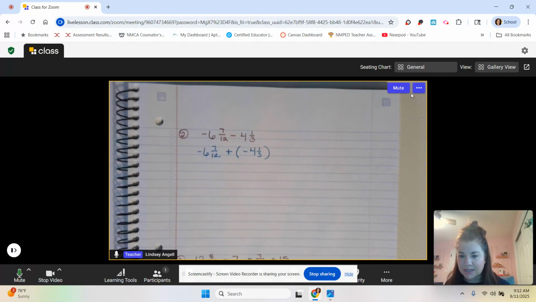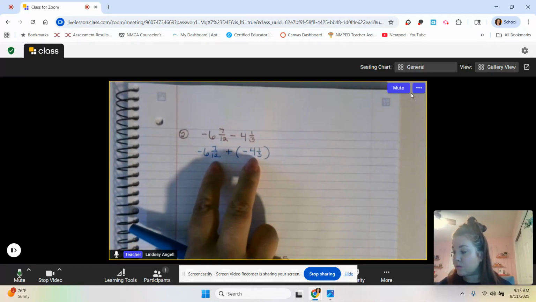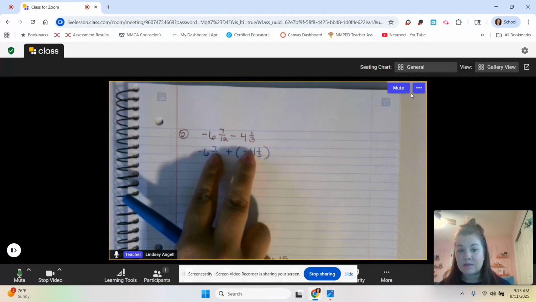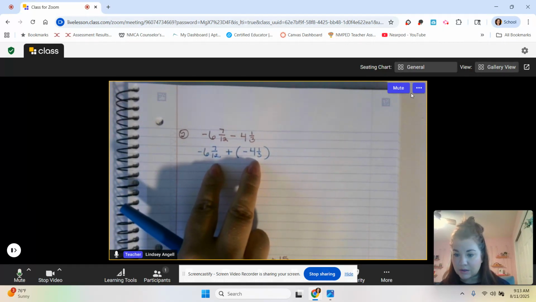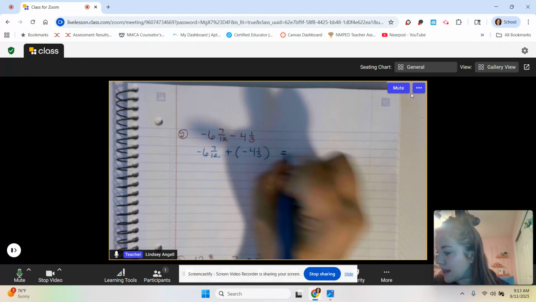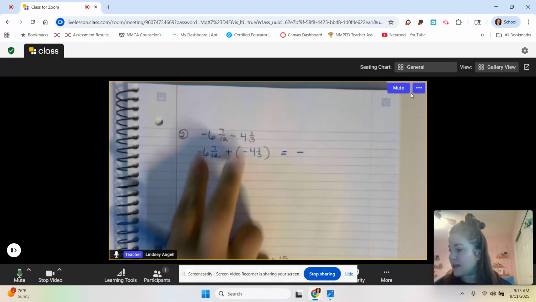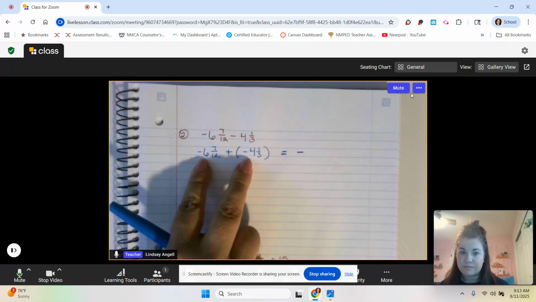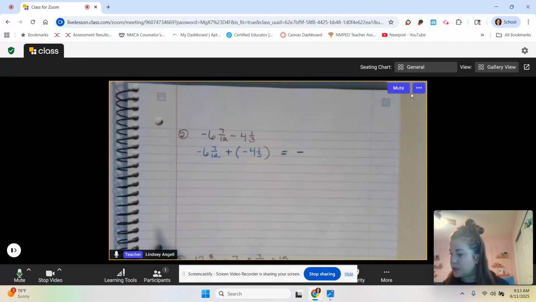Okay, so that's one way to think of it in a real world context to help the numbers make sense. Okay, so whether you look at it like this or you look at it like this, we're combining them, and then our final answer is going to be negative. Okay, because they are both negative.